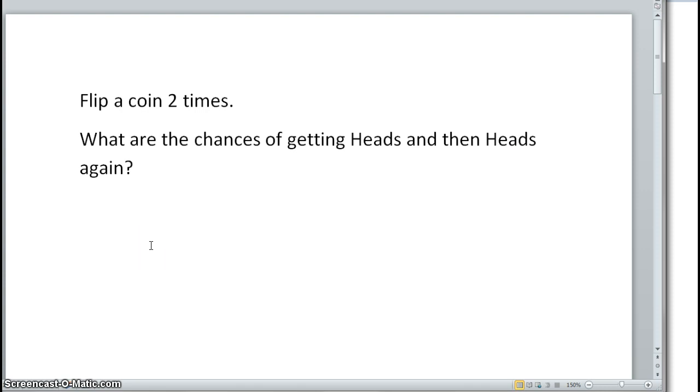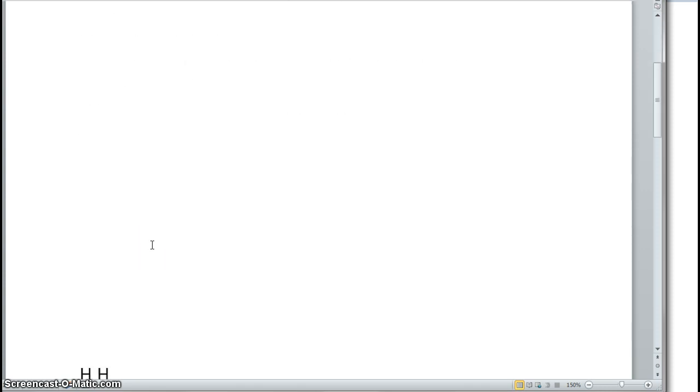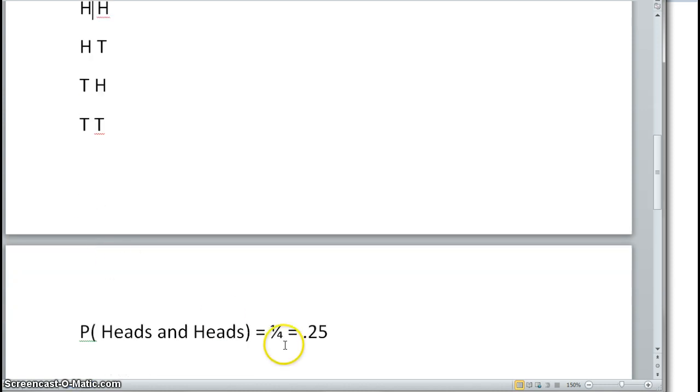So you can figure it out by listing all the possibilities for an example like this. A coin twice could be heads heads, heads then tails, tails heads, or tails tails. So there's 4 options. What's the probability of getting heads the first time and heads the second? Well, 1 out of 4, or 25%.